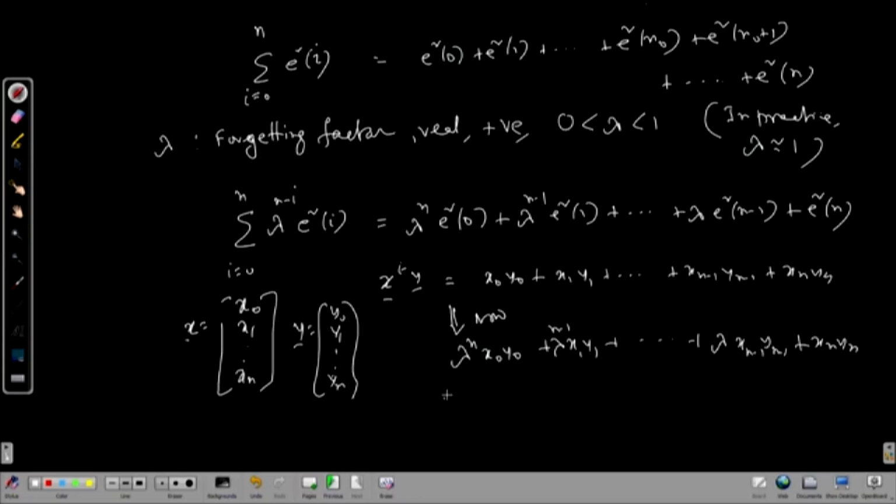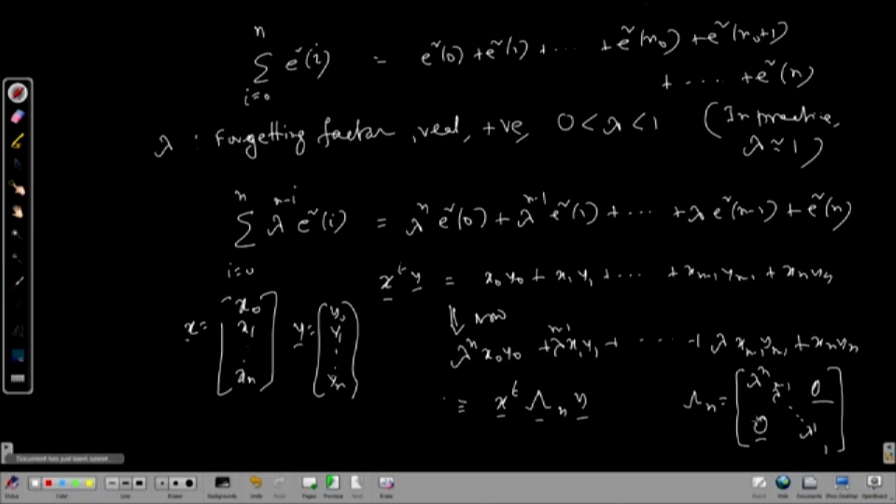So, this will actually not be x transpose y, because x transpose y is this. Now, a lambda has come. So this is equivalent to x transpose, then one diagonal matrix, y. I will tell you what the diagonal matrix is: capital lambda, with lambda to the power 1 and lambda to the power 0 is 1, this side 0, this side 0. This lambda n y means lambda to the power n y 1, lambda to the power n y 0, lambda to the power n minus 1 y 1, dot dot dot.